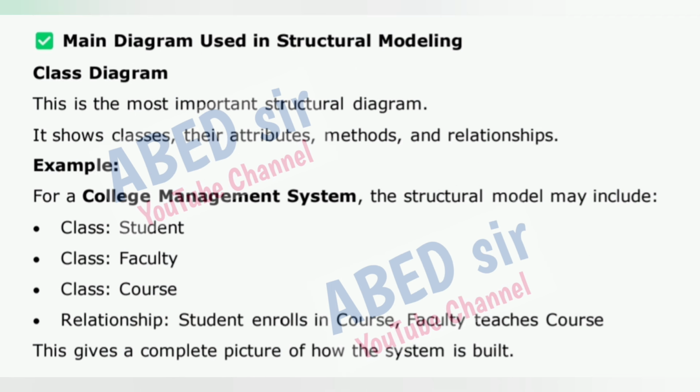Main diagram used in structural modeling. Class diagram. This is the most important structural diagram. It shows classes, their attributes, methods, and relationships. Example: for a college management system, the structural model may include class student, class faculty, class course. Relationship: student enrolls in course, faculty teaches course. This gives a complete picture of how the system is built.